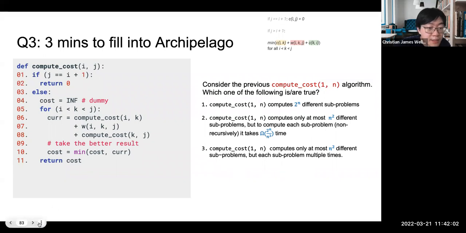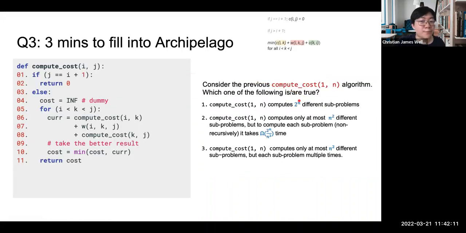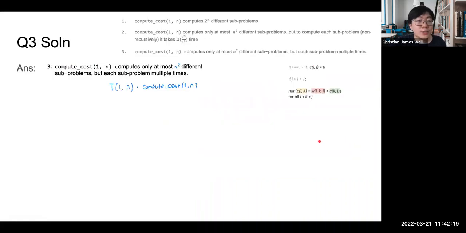All right. So I'm going to go on, okay? I think last semester I remember the contention was whether it takes exponential sub-problems, because the previous question says it runs in exponential time. So it might suggest maybe there are exponential sub-problems, or is it just n squared? The answer is they compute n squared different sub-problems, but each sub-problem is computed multiple times.